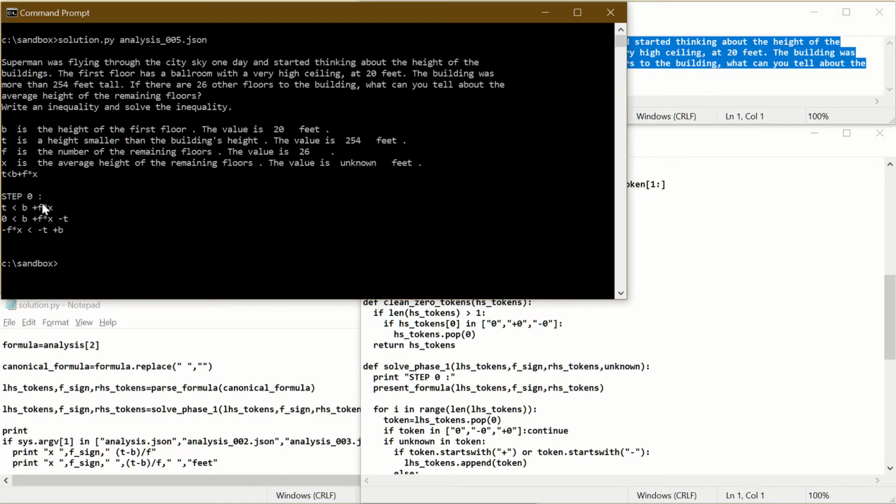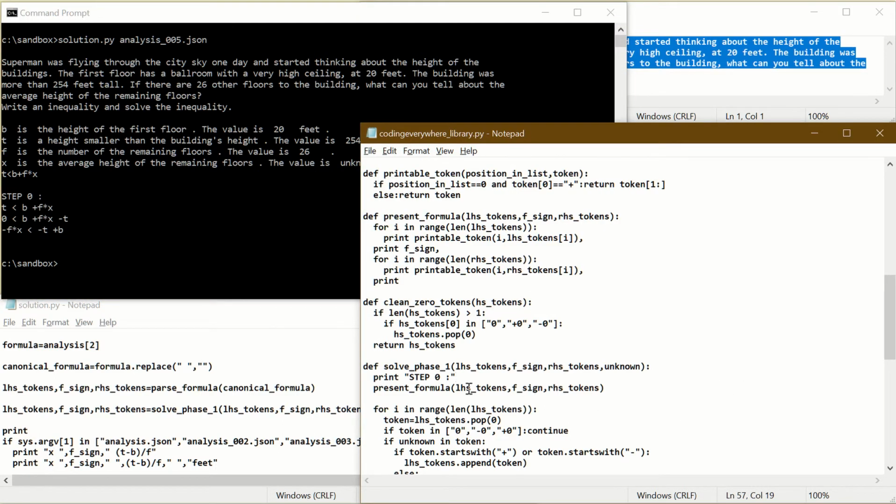Then I am identifying positive f times x that needs to be moved. Negative f times x is the negated token. I am adding it on both sides. There is nothing on the right hand side because I would have plus f times x minus f times x. Okay, so what I will do, I will print out the explanation each time I am moving a token.